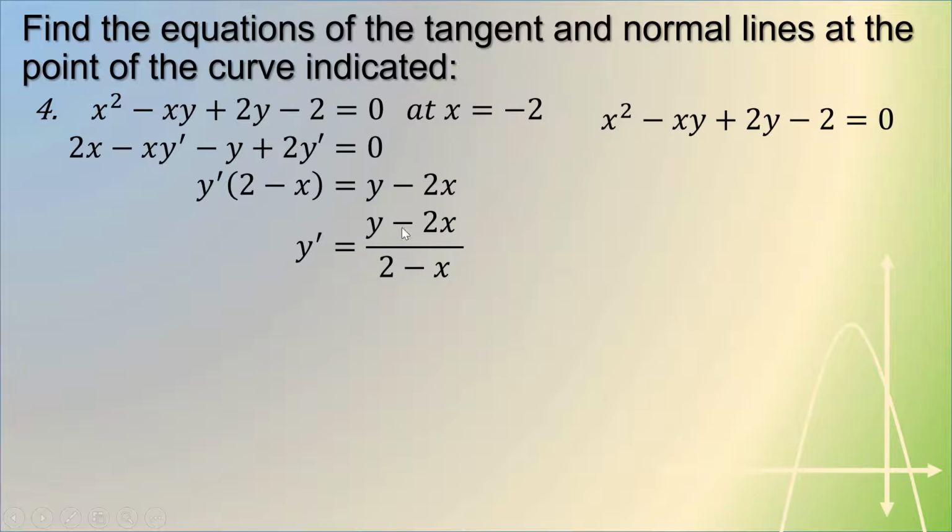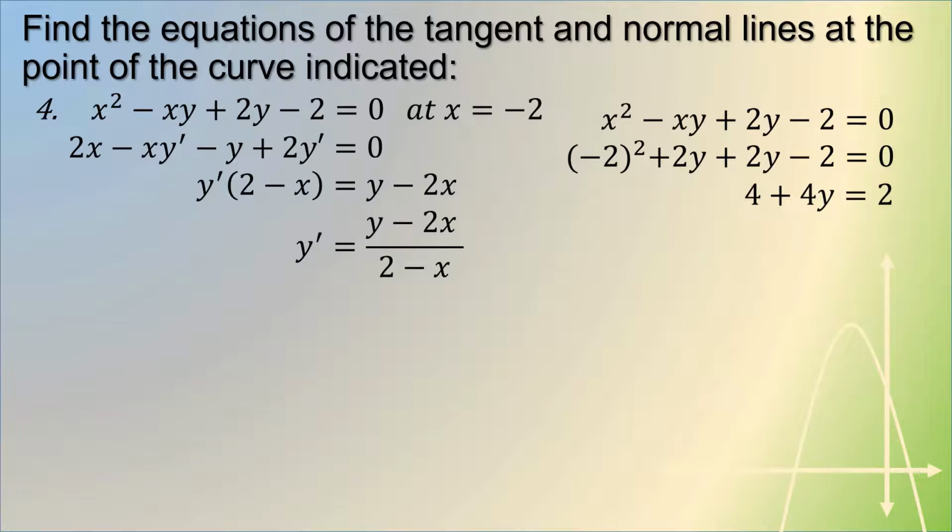And so, dahil wala tayong value ng y, we have to find for that first using the negative 2 value for our x. Substitute yung negative 2 sa ating equation. The result, simplified, is 4 plus 4y is equal to 2. And then combining 4 and 2, that is negative 2, dividing both sides by 4, that is equal to negative 1 half. So this is the value of our y.